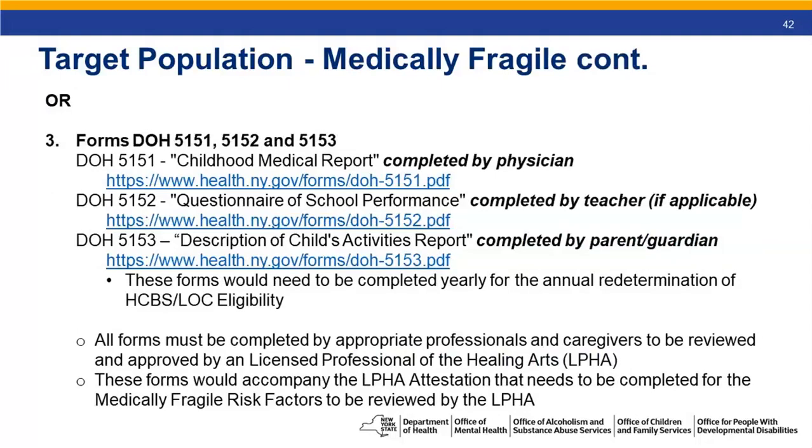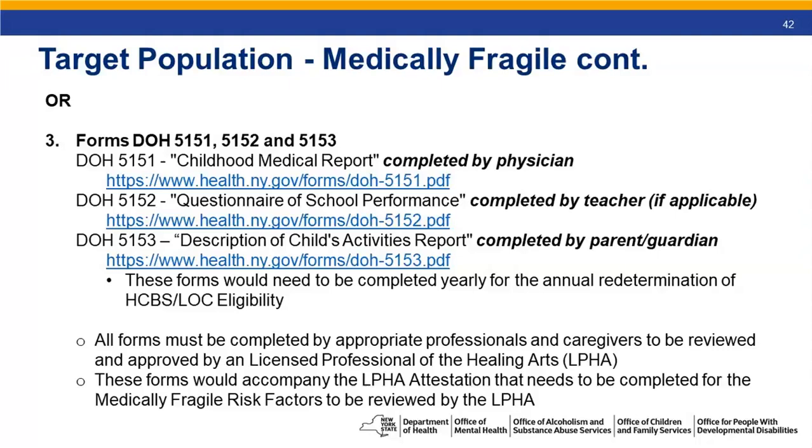And then the last process that you could pursue, remember you only have to pursue one of these processes, is having these 3 forms completed. We denote here who needs to complete the form. The first one is by a physician, the second one is by a teacher, and the third one is from the parent or guardian. If the child is not in school, then you would not fill out the 5152. If the child is school age and not in school, you will have to justify why that child's not in school. And again, these forms would have to be completed on a yearly basis.